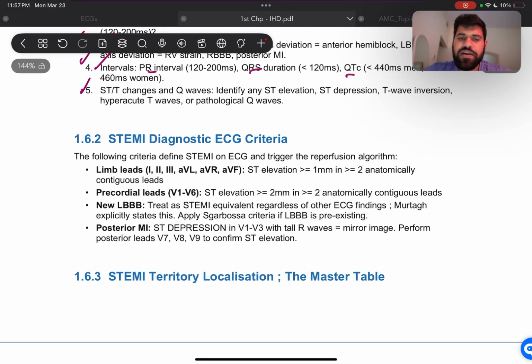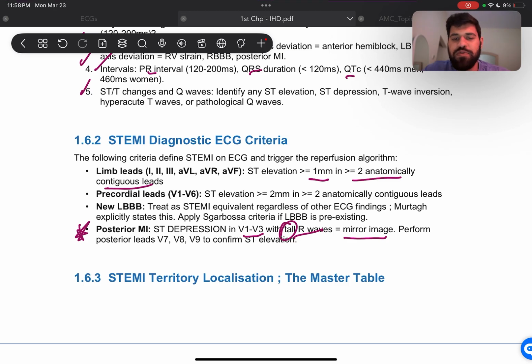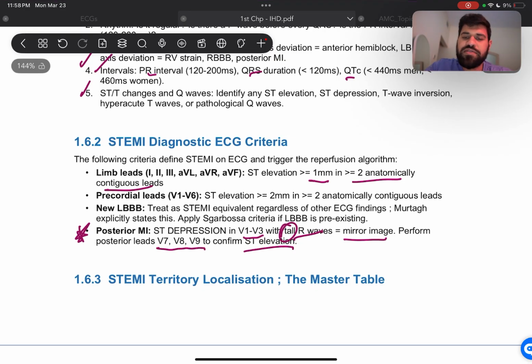All right, so STEMI diagnosis: in leads 1, 2, 3, AVL, AVR, and AVF, ST elevation more than 1 mm in more than 2 anatomically contiguous leads. Precordial leads are V1 to V6. Left bundle branch block would have other ECG findings, however, there is a way of looking at it through the axis deviation. All right, then posterior MI, so this is an important one. Posterior MI shows ST depression in V1 to V3 with tall R waves, a mirror image, so perform posterior leads. As you know, we have V1 to V6, but you need to do V7, 8, 9 to confirm this ST elevation.